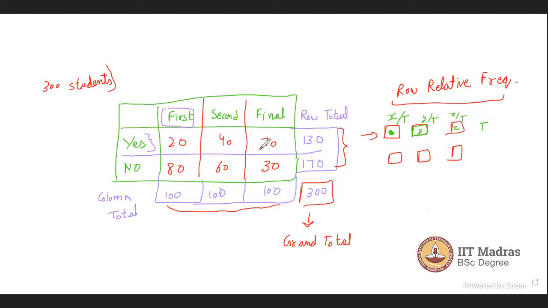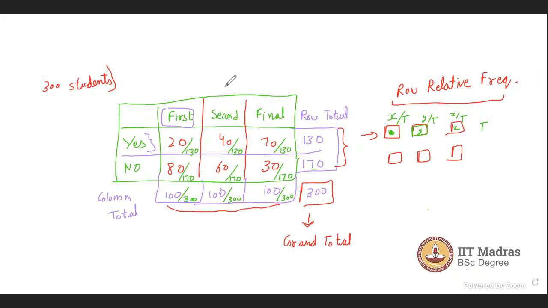So let's come here. The first is 20, so the row relative frequency will be 20 divided by 130. Next is 40 divided by 130, and 70 divided by 130. Similarly, for the second row, it will be 80 divided by 170, then 60 divided by 170, and 30 divided by 170. And for our column totals, it will be 100 divided by 300, 100 by 300, and 100 by 300.